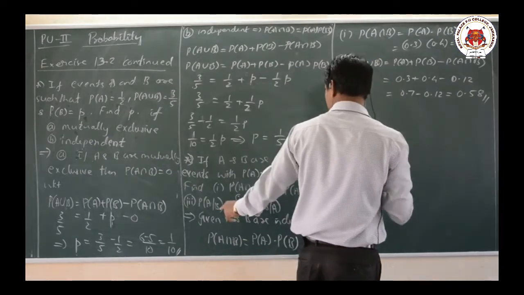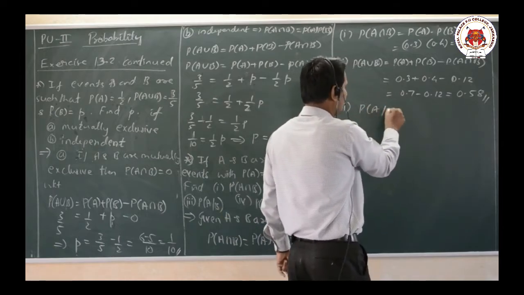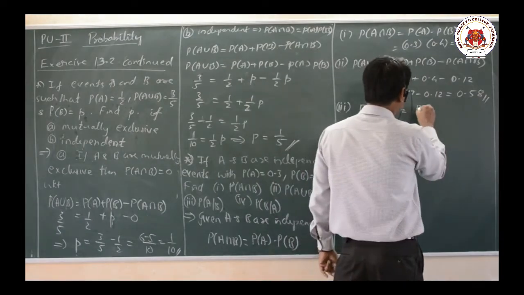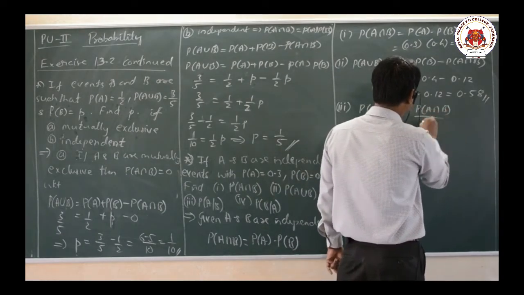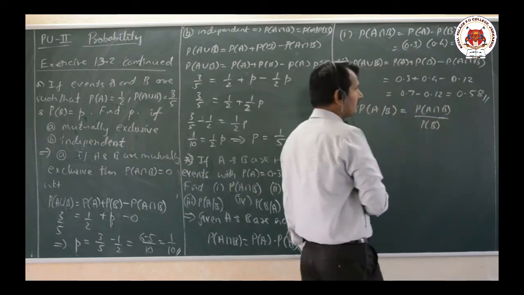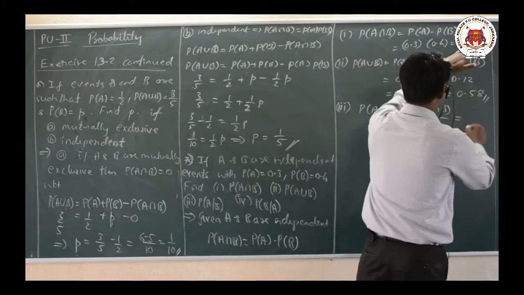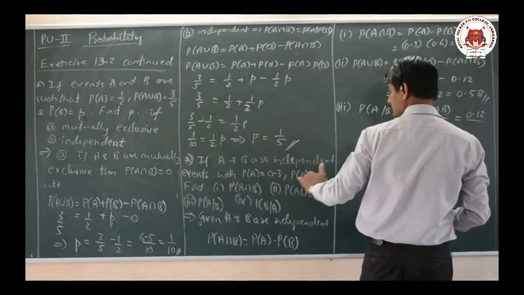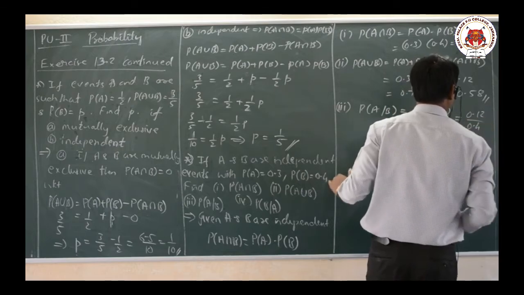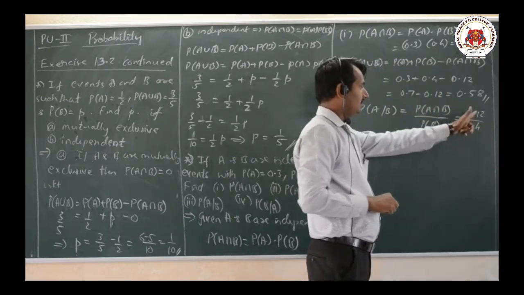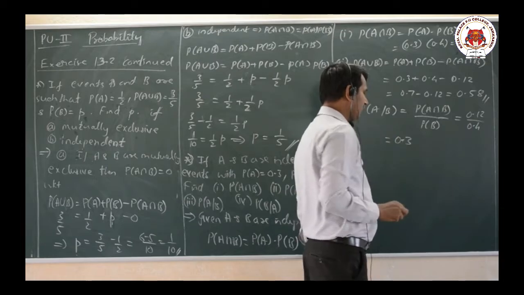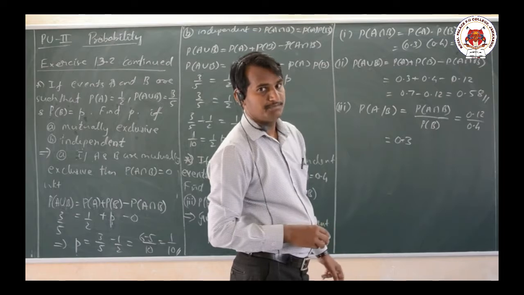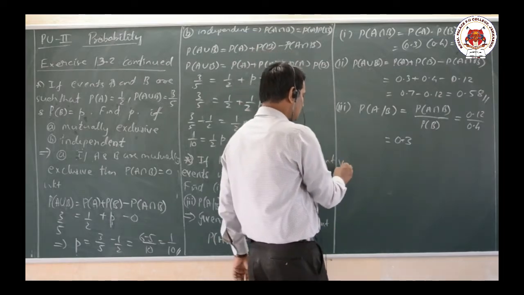What is the third question? That is P of A bar B, that is nothing but our conditional probability. According to the conditional probability formula, P of A intersection B divided by P of B. P of A intersection B is 0.12, and P of B value is 0.4. So according to the formula, 4 3s are 12, that means the value will be 0.3. That is the value of P of A bar B. Very, very simple.